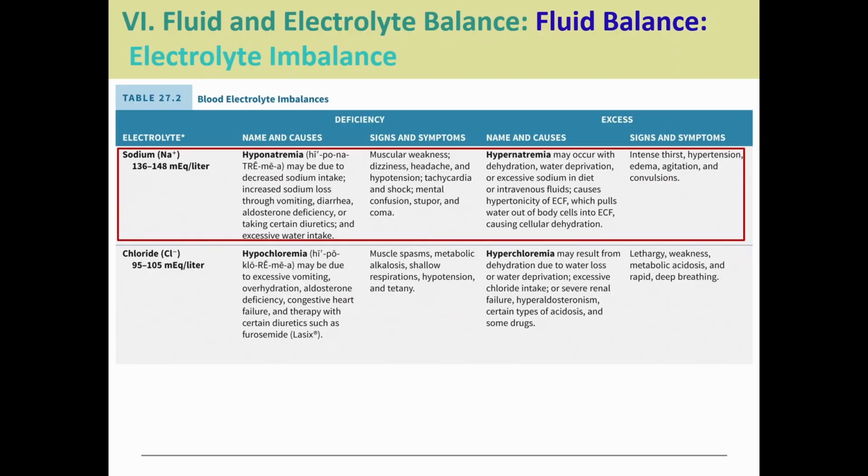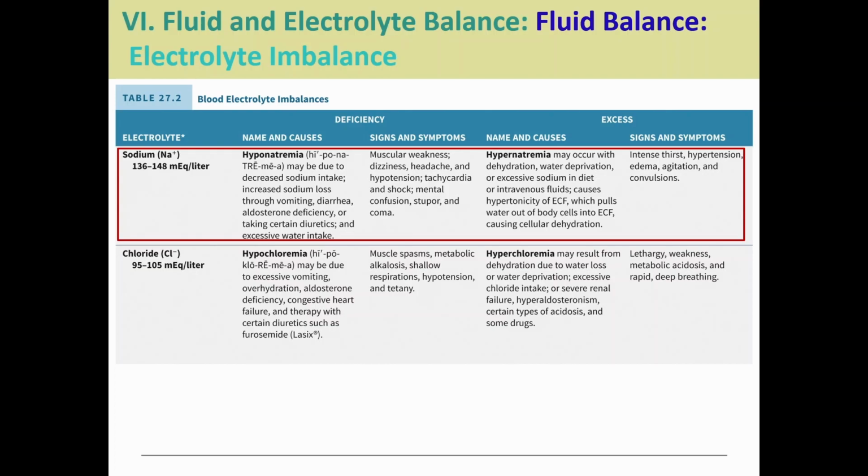So for this one, we're just going to really focus on sodium and whether or not you have too much or not enough. Hyponatremia is the condition we call it when you don't have enough sodium. Things that can cause you to not have enough sodium are things like vomiting or diarrhea, a deficiency with aldosterone, taking certain medications like diuretics, or overly consuming water. If you have this, you can experience muscle weakness, headache, dizziness, hypotension, tachycardia, shock, confusion, stupor, and coma.